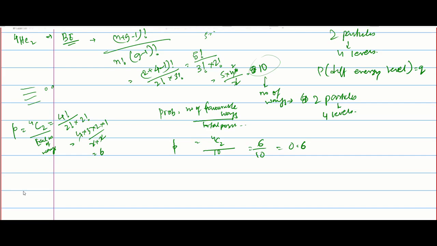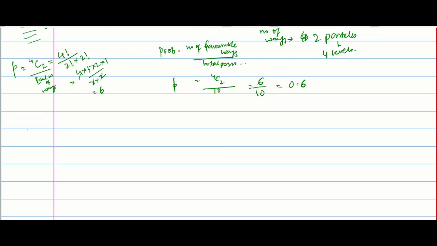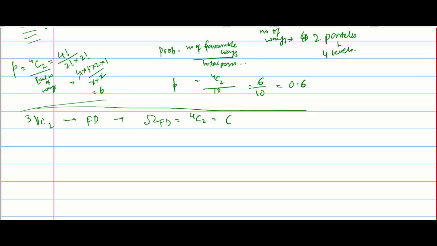Okay. Now what is small q? Small q is for the 3He2, right? 3He2 will obey FD statistics. Okay. So what is the total number of ways? It will be distributed in different levels. This is 4C2, which is 6, as we did earlier.